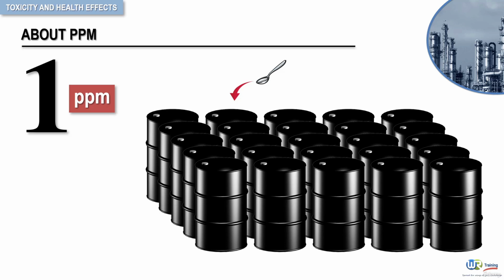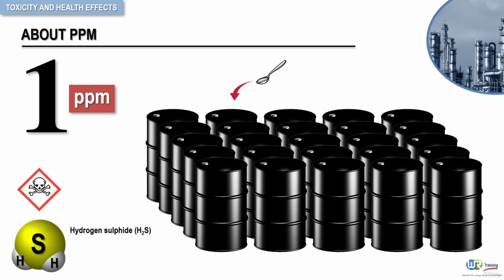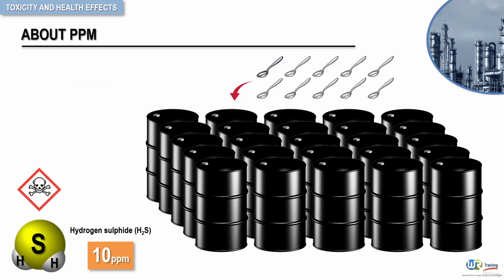Highly toxic materials require such tiny amounts to seriously affect humans that their limit concentrations are usually given in ppm. For example, the threshold limit value of hydrogen sulfide, a deadly toxic gas, is 10 ppm. That is 10 teaspoonfuls in 25 drums. Note here that hydrogen sulfide is also flammable, but it is the toxicity that is far more lethal.